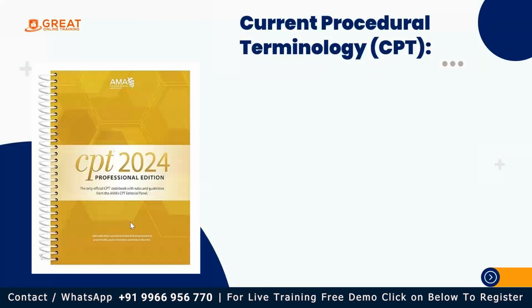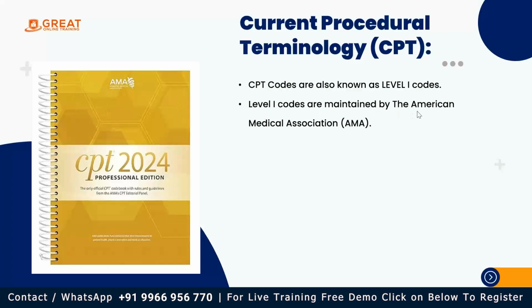Okay, so this is how a CPT book looks. The front page may be different depending on the publisher, but the content inside is the same. Again, this is the updated version, 2024. Make sure that you are using the updated version. CPT codes are also known as level 1 codes. As we just saw, it is a part of HCPCS, and HCPCS is divided into two subsystems, level 1 and level 2. CPT codes come in level 1. That's why CPT codes are also known as level 1 codes. Level 1 codes are maintained by the American Medical Association, AMA.